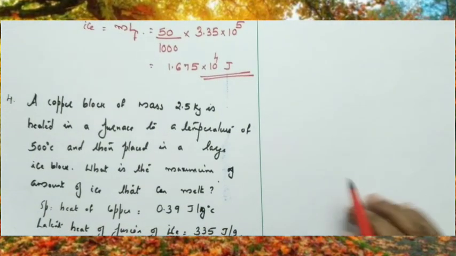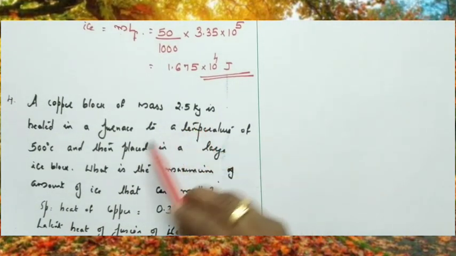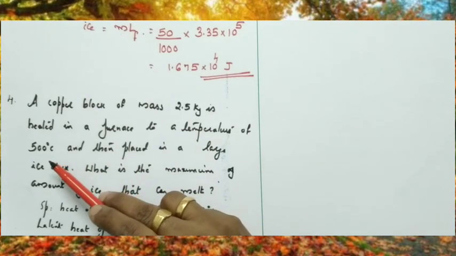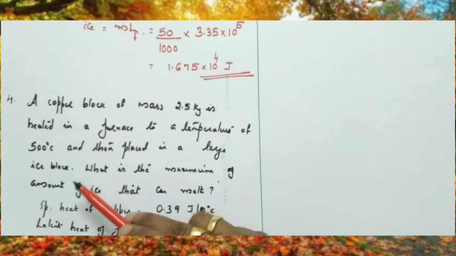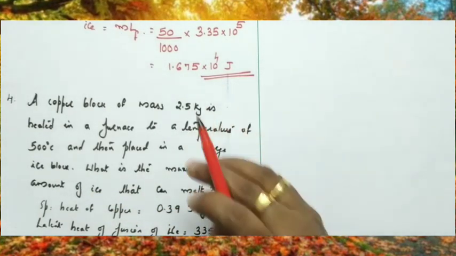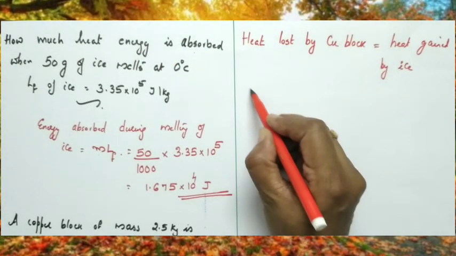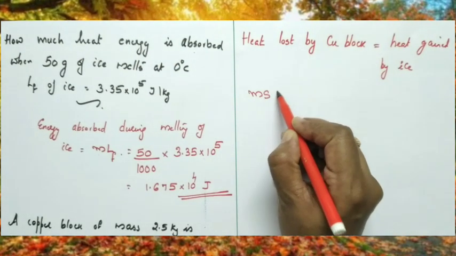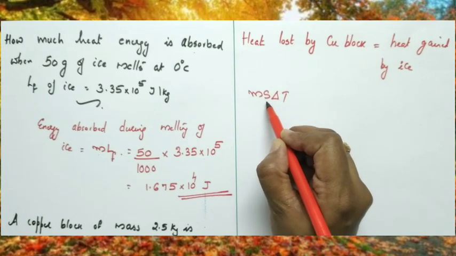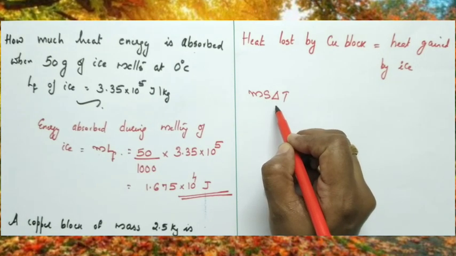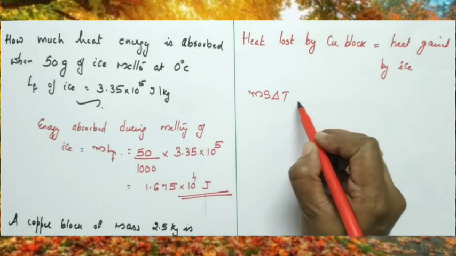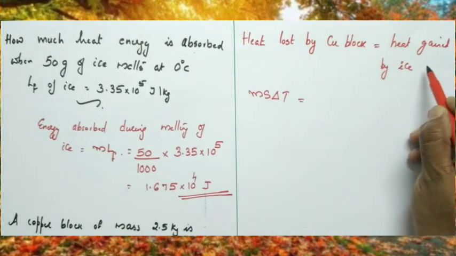When the mass of copper is 2.5 kilogram, its initial temperature is 500 degrees Celsius. When it is placed on an ice block, it melts. So what is the amount of energy lost by the copper block? It is given by m s delta T, where m represents the mass of copper, s represents the specific heat capacity of copper, and delta T represents the temperature change. This is equal to the heat gained by the ice.